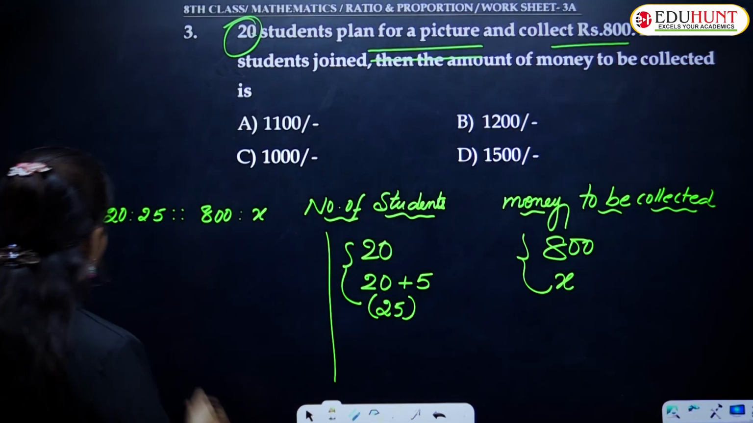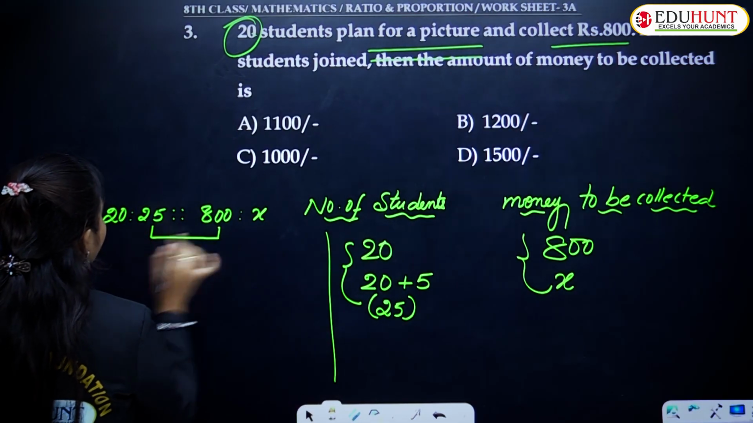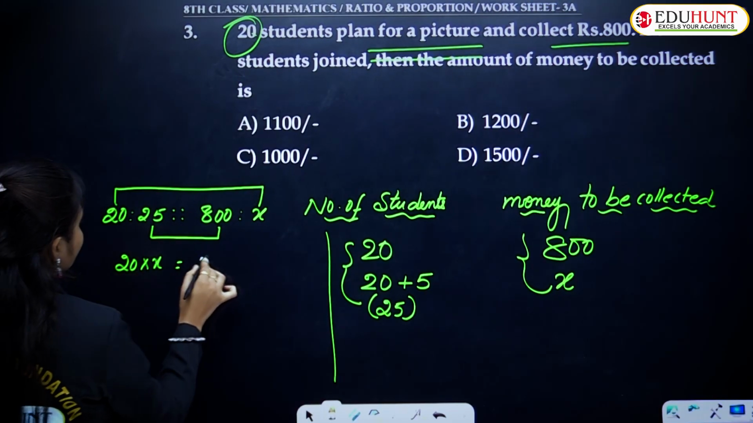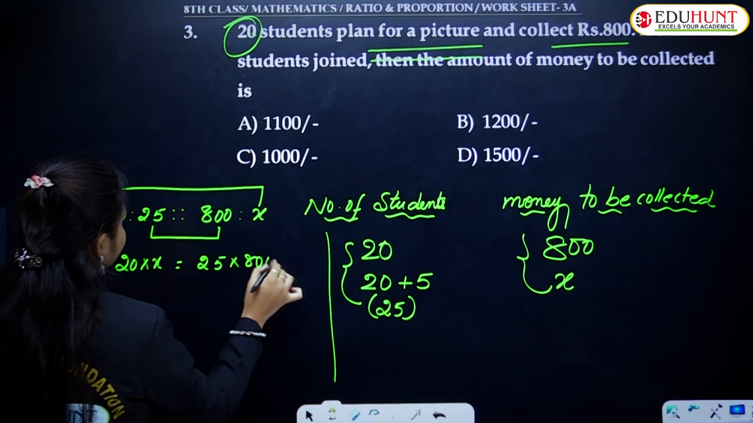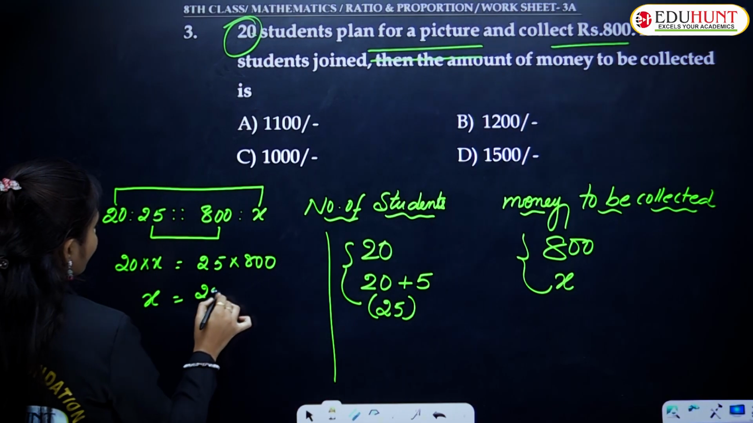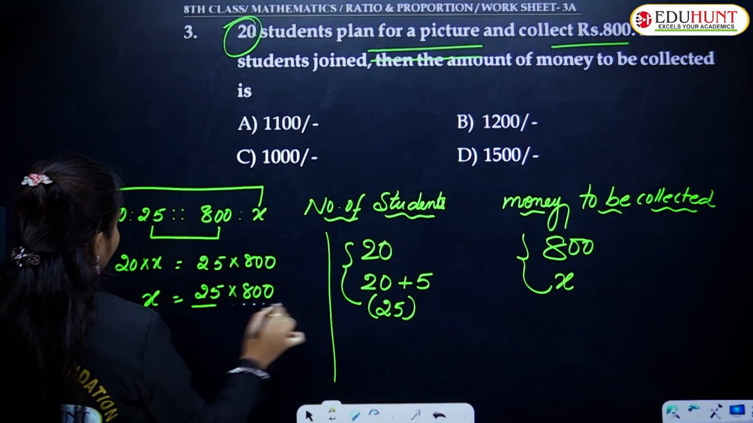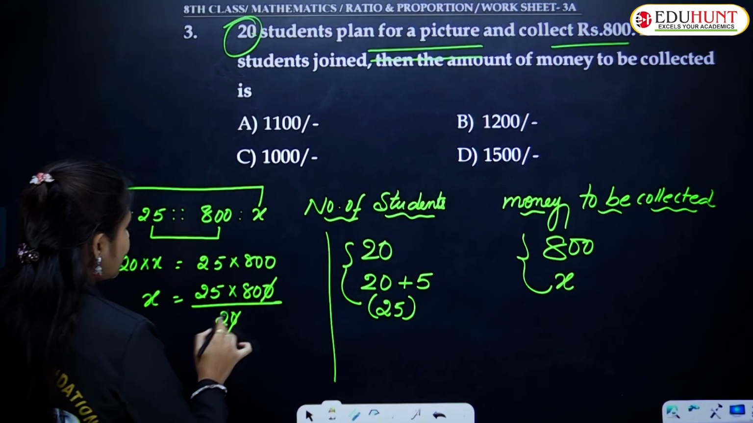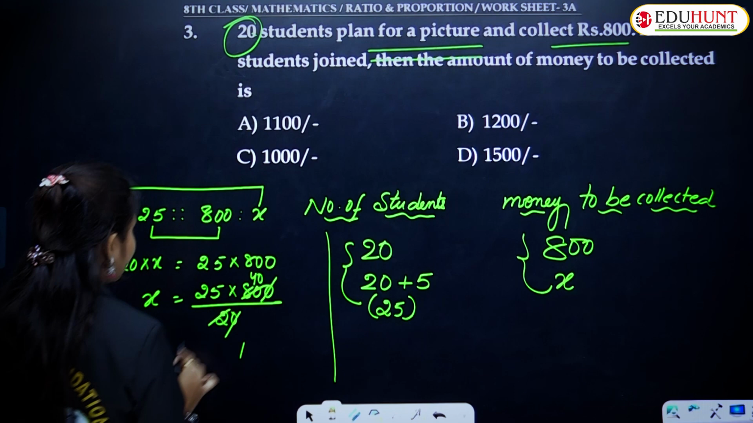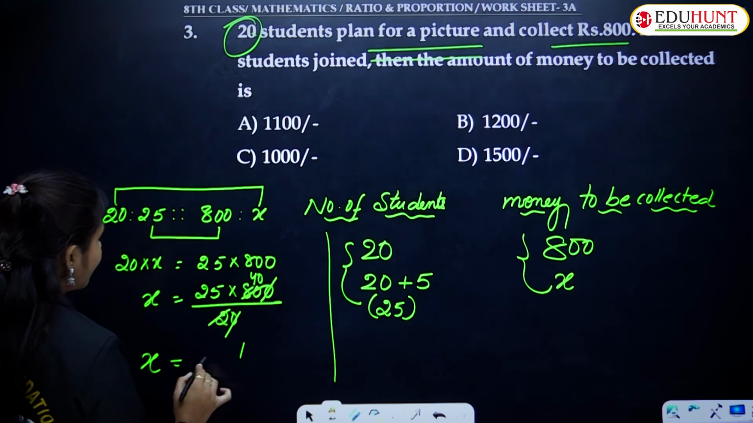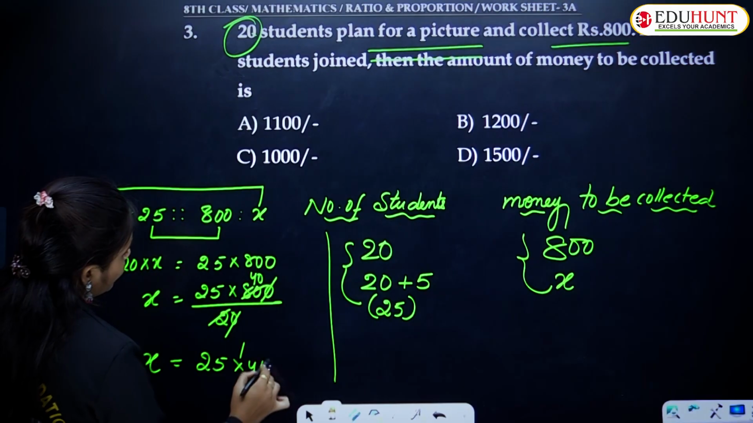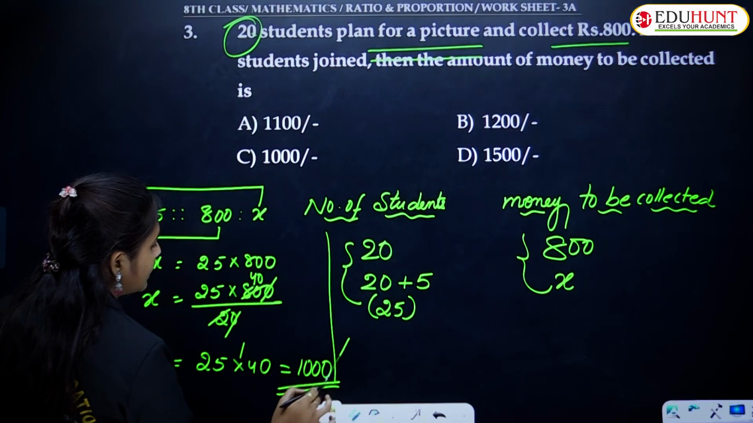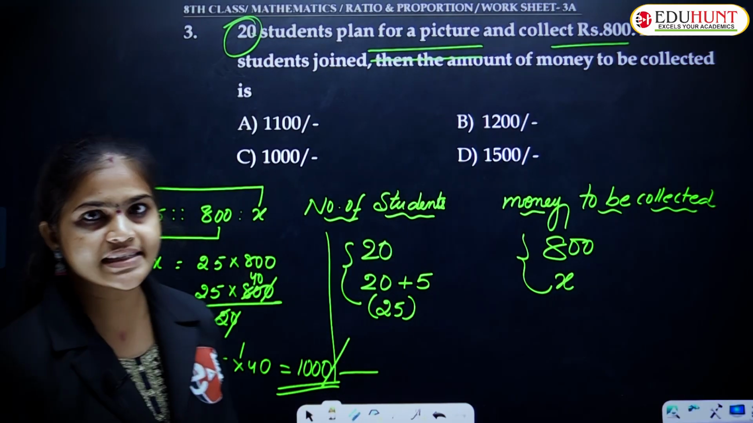It is directly proportional only, no? So in this way we can take that. 25 into 800, 20 into X. So 20 into X is equal to 25 into 800. From this, X is equal to 25 into 800 by 20. See here, the 0 and 0 get cancelled. 2 ones are 2, 2 40s are 80. And here X is equal to 25 into 40. 25 fours are 100 and one more 0 is there, no? So totally 1000 rupees. Okay children, did you understand this one?